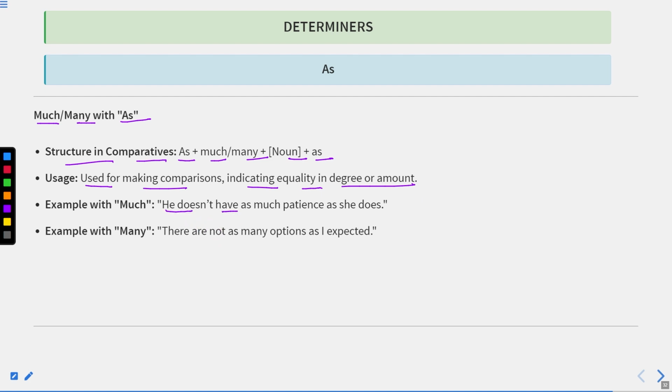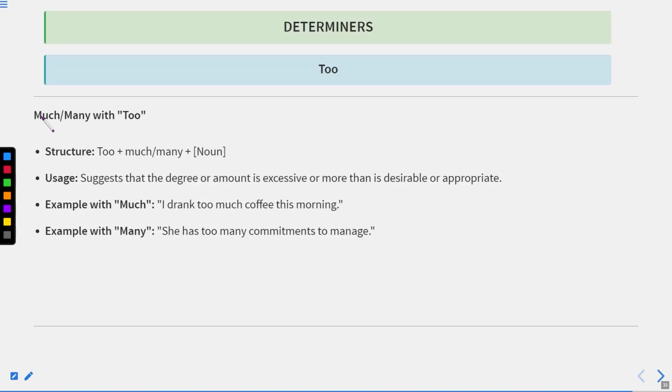He doesn't have as much patience as she does. So this is a positive degree of adjective. He does not have as much patience as she does. It means the patience of both of them is not equal. There are not as many options as I expected. It means there are not that many options which I expected, or the options are below my expectations.